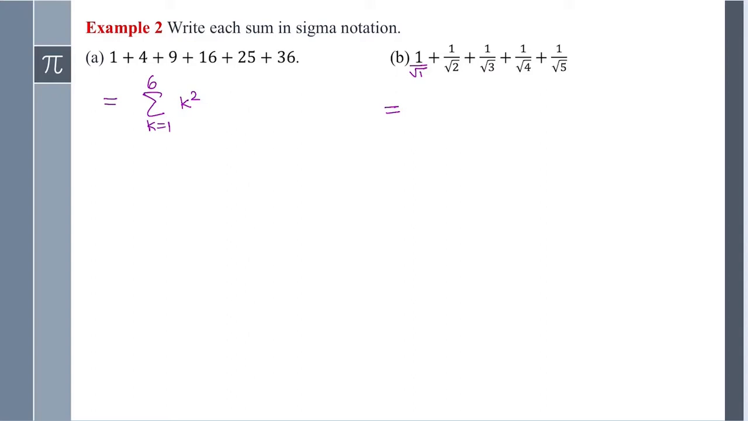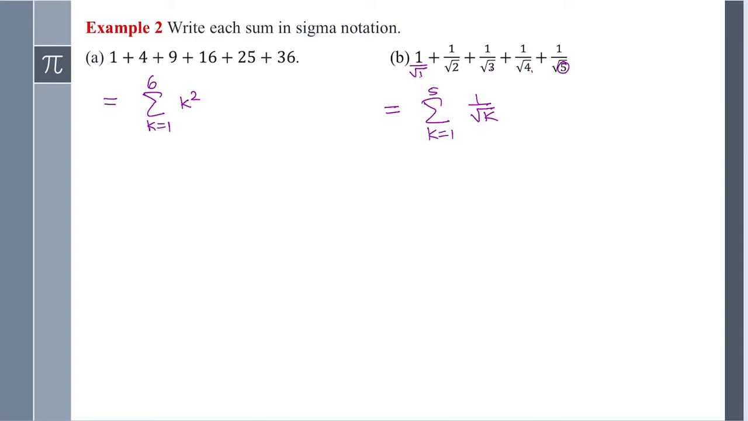The denominator is square root of 1, square root of 2, square root of 3, square root of 4, and square root of 5. So it is 1 over the square root of natural numbers. So we can write this as k equals, we start at 1, we go all the way to 5, and then we can write 1 over square root of k.